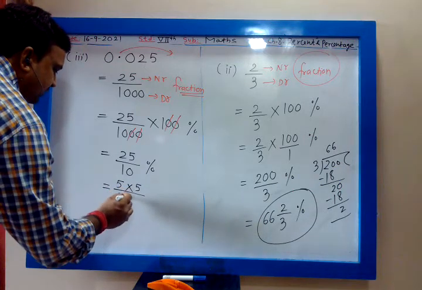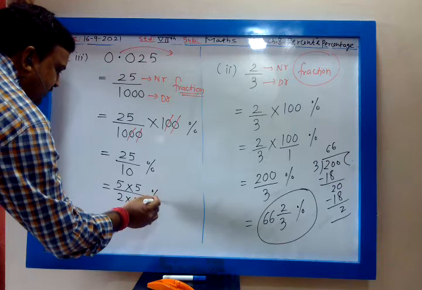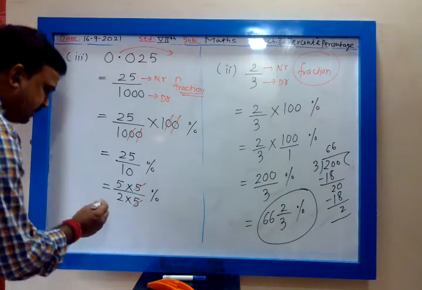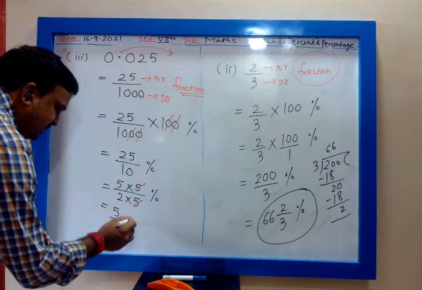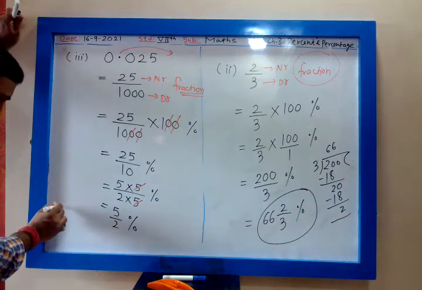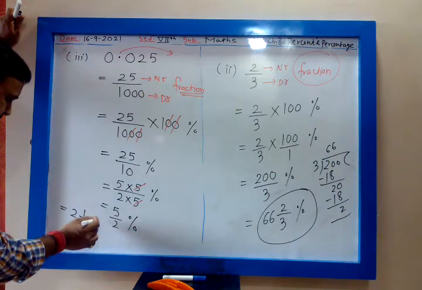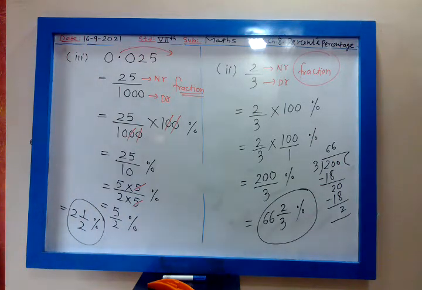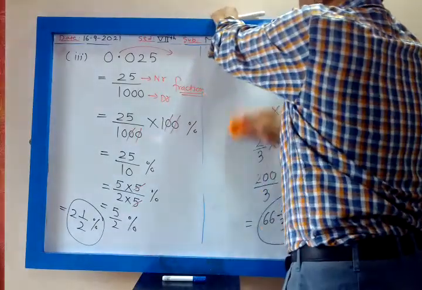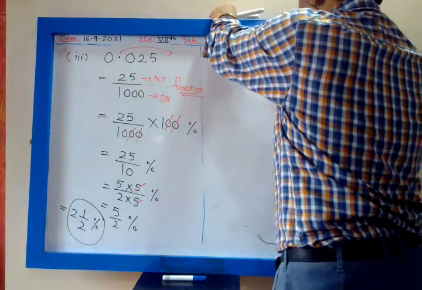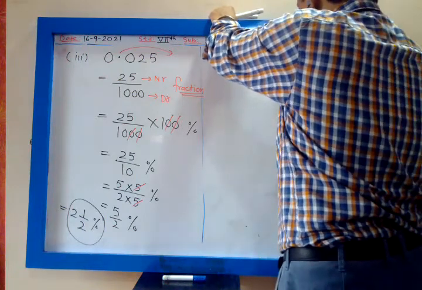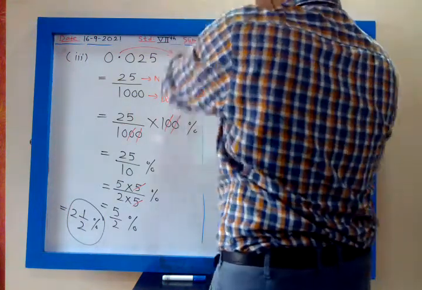5 into 5 upon 2 into 5. Write this in the lowest term. 5 gets cancelled. What is that? 5 by 2%. This you can write in the mixed fraction form. 2 twos are 4, so 2 1/2%. So whenever you are given a decimal, first you convert decimal into fraction.